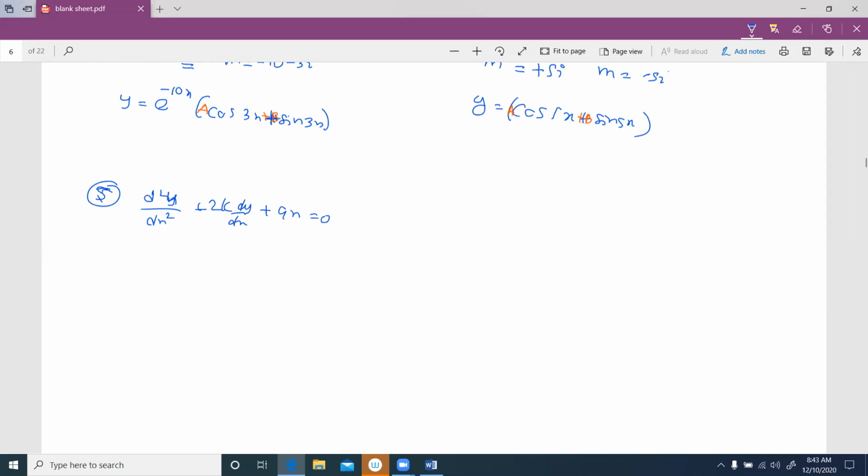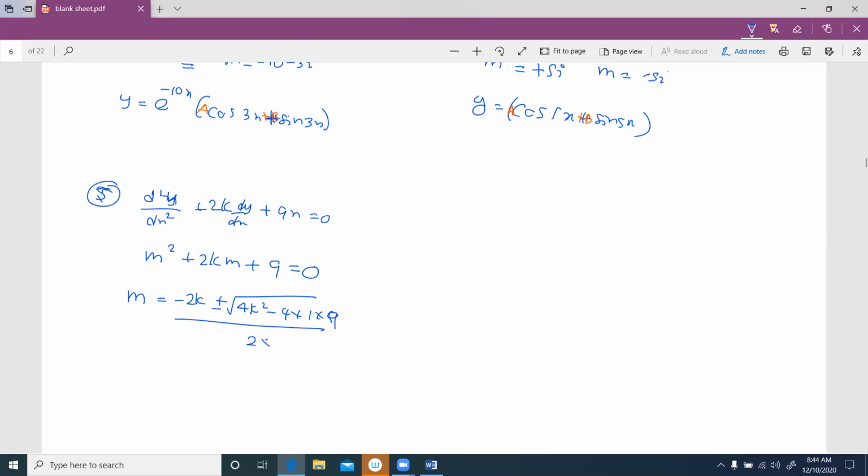So the auxiliary equation here is m squared plus 2km plus 9 equals 0. If you check with this, you can get the answer using the quadratic formula: m equals minus b plus or minus the square root of b squared minus 4ac, where a is 1 and c is 9, divided by 2a.